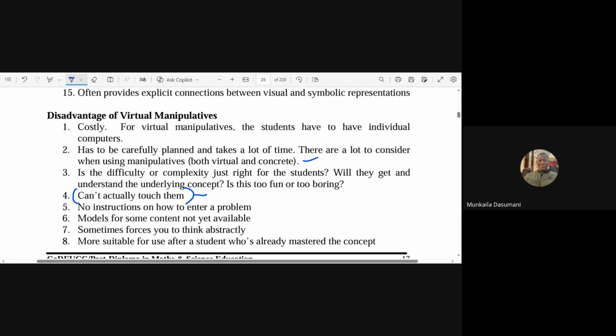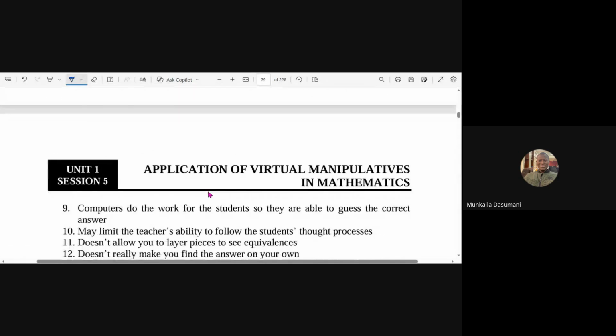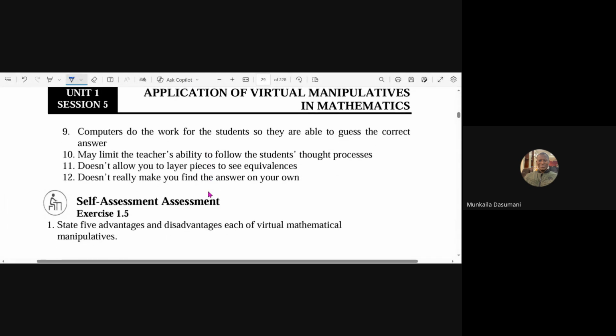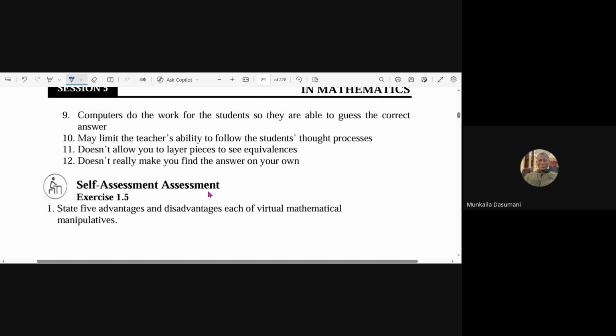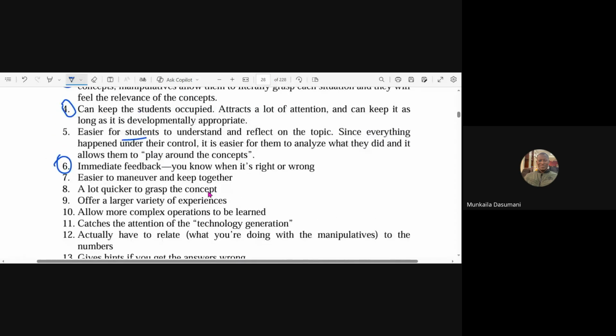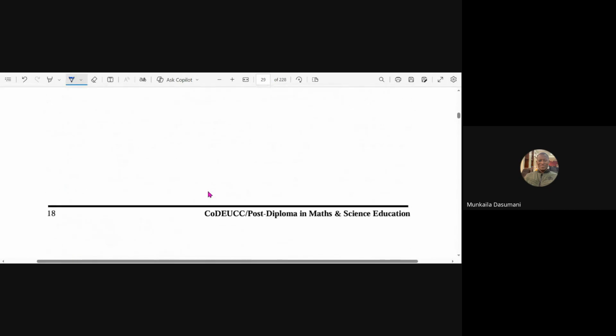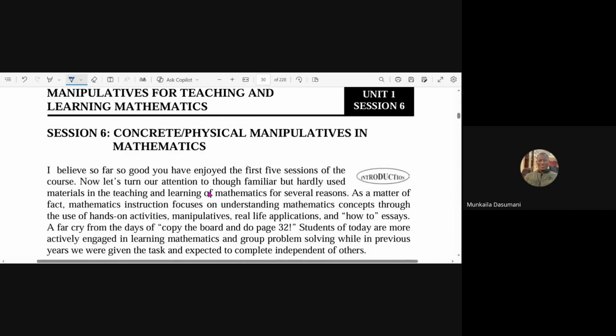So there is some content that the virtual manipulatives have not captured yet, which is still to come. All right, that brings us to the end. You can read the rest, section 5, the advantages and disadvantages of virtual manipulatives. So we'll end here because we are tired.